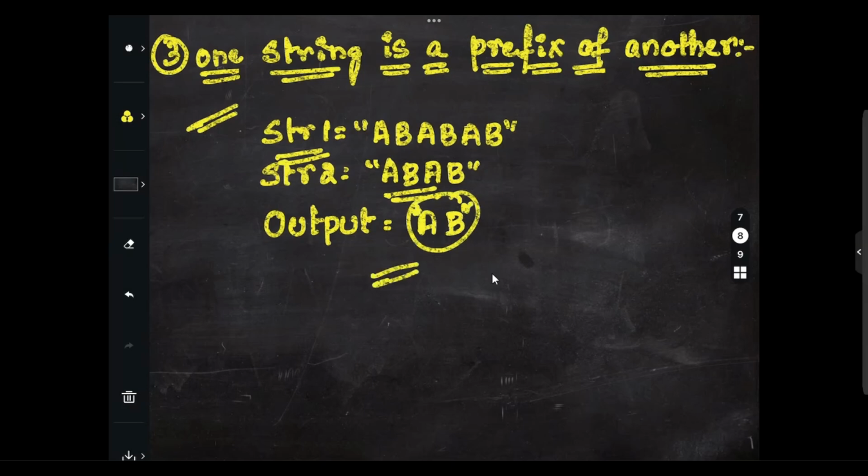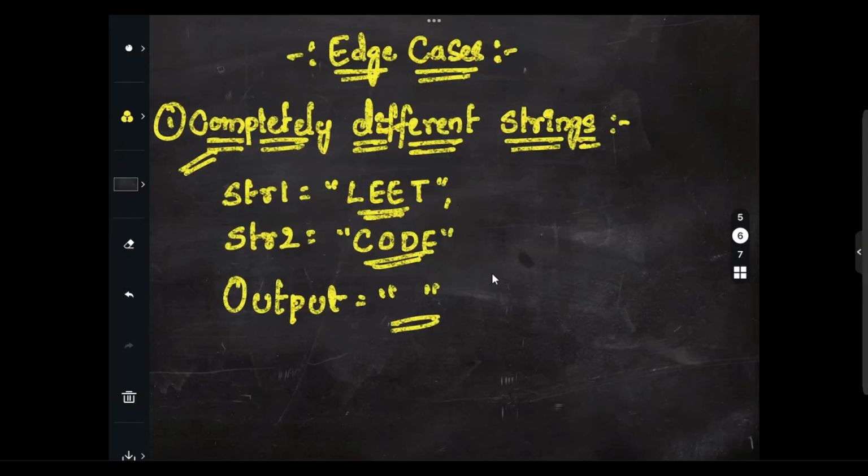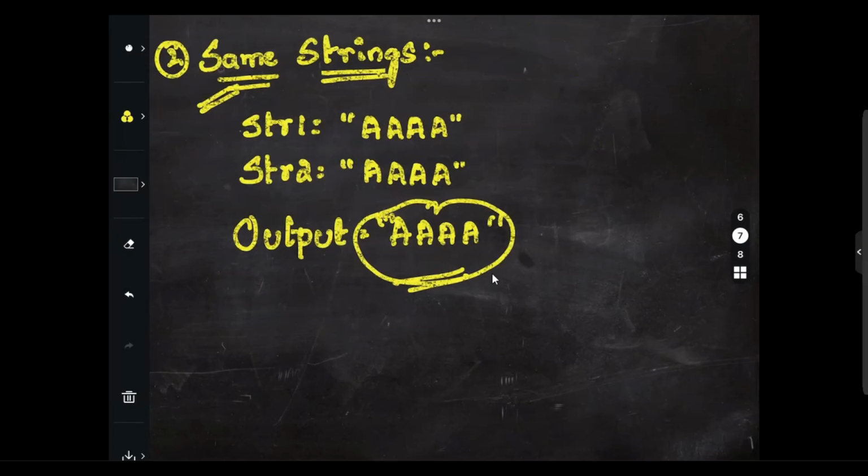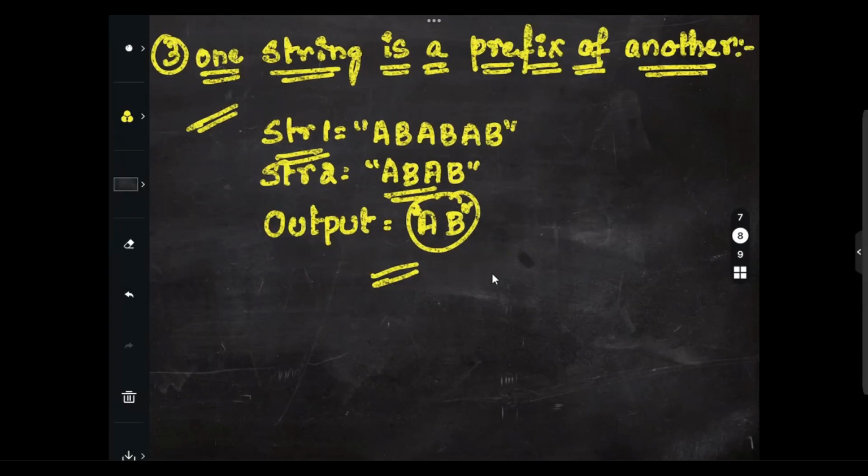So these three edge cases we need to keep in mind. The first edge case was completely different strings. The second edge case was same strings, and the third edge case was one string being a prefix of another, right? I hope the approach and the edge cases we discussed are completely clear. So now let's start writing the code.